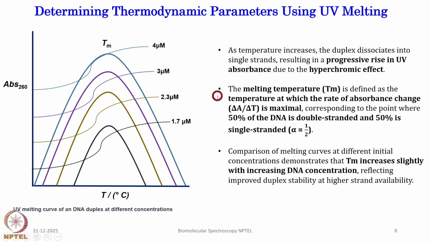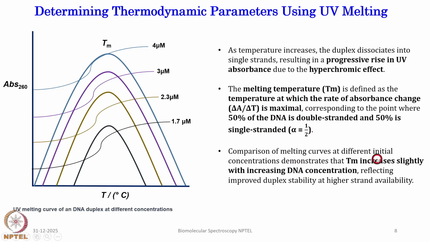Then we can determine the rate of change of absorbance with temperature, and you can take the first derivative. Where it is maximal, that is basically 50% of the DNA in double stranded and 50% in single stranded. So, that means alpha at that temperature is half, because half of the portion is double stranded and half of the portion is single stranded, right.